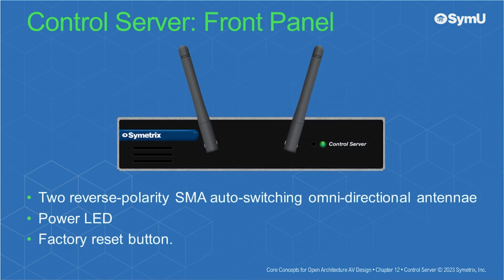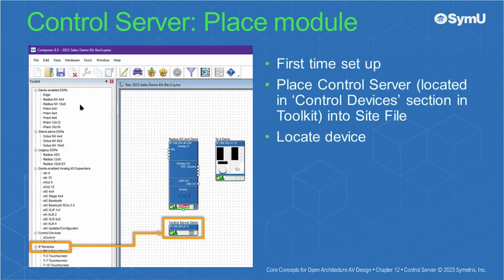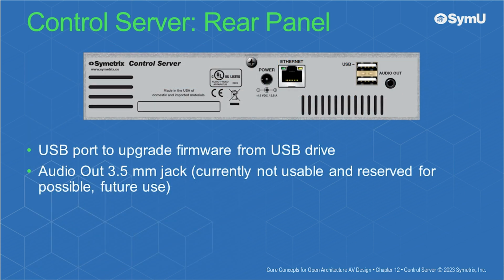The front panel consists of two reverse polarity SMA auto switching omnidirectional antennae, a power LED, and a factory reset button. When setting up the Control Server for the first time, first place the Control Server, located in the Control Devices section in Toolkit, into your site file and locate. A USB port is provided to upgrade firmware from a USB drive, but is almost never necessary. The audio out 3.5mm jack is currently not usable and reserved for possible future use.